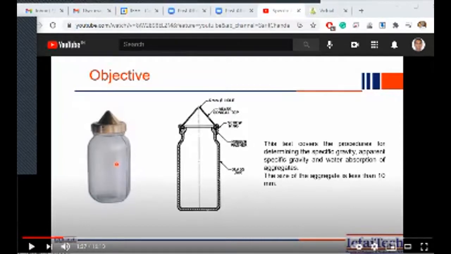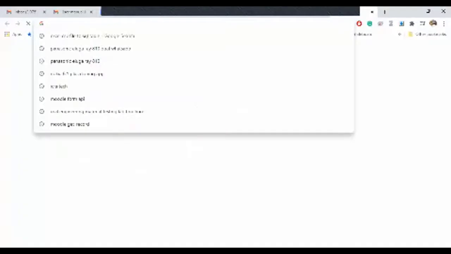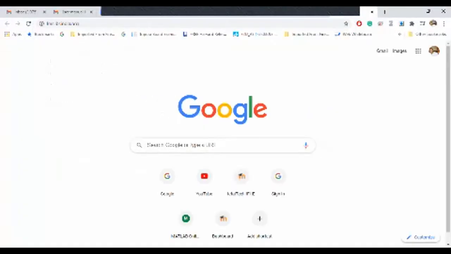Please try to submit the lab record also. We'll be posting it by today, I think, in the LMS. Once you log in to the LMS, you will find one folder named civil. All the civil related stuff we are uploading in that folder. If you open your LMS, you will find one folder we created under civil. Just hold on, I'll show it to you.